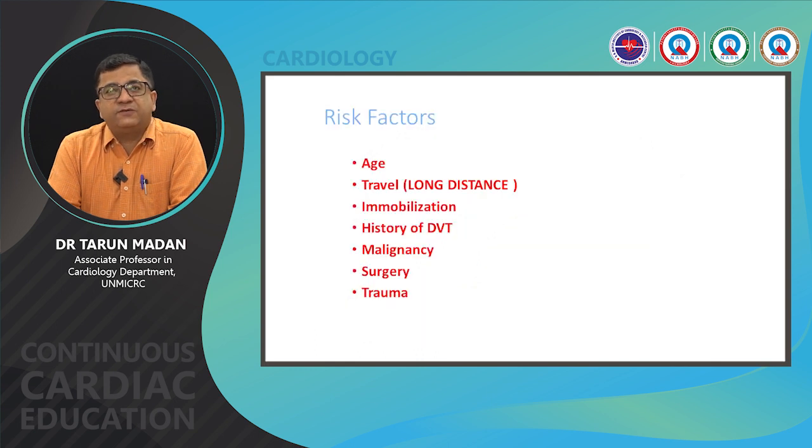What are the risk factors for DVT? Age, sometimes senility, long distance travel, immobilization for a long time, past history of DVT, abnormal veins, malignancy, which is a procoagulant condition, post-surgical bed rest, and post-trauma bed rest.